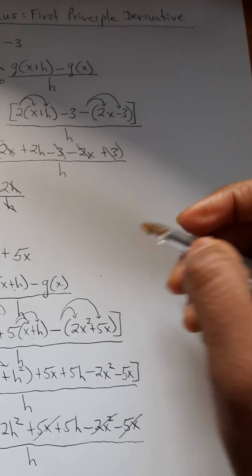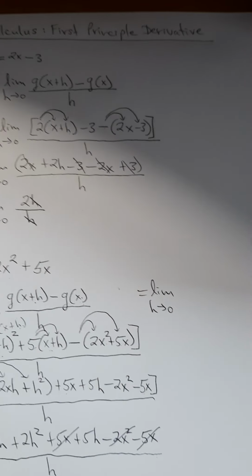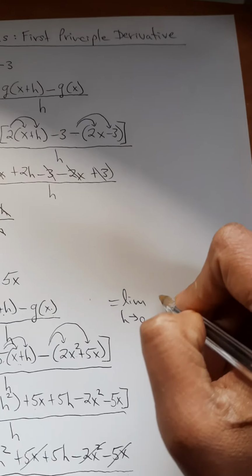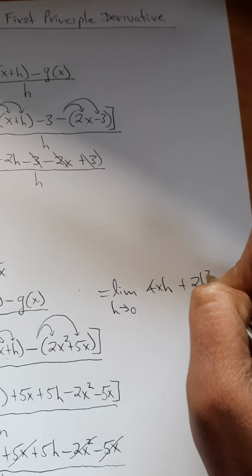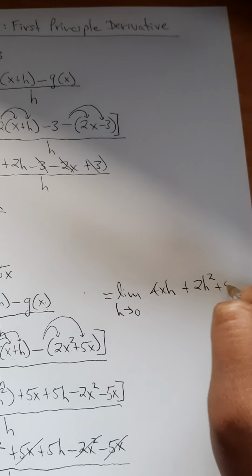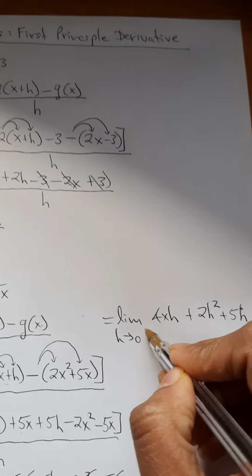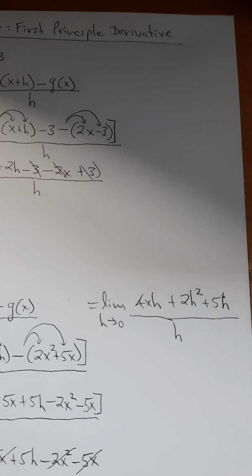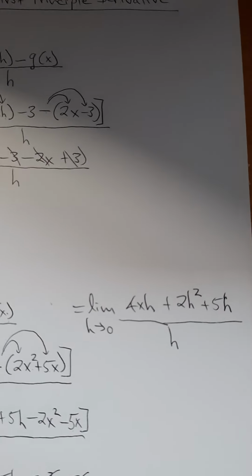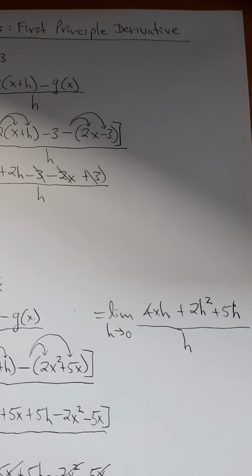So what we'll do is maybe just write it on this side here. I'm just going to put equals. So the limit, h approaches 0. What we are left with is 4xh plus 2h squared plus 5h, like this. And the whole thing is going to be over h. I do actually write out one more step here, just because I can see very clearly where the h is canceling out.